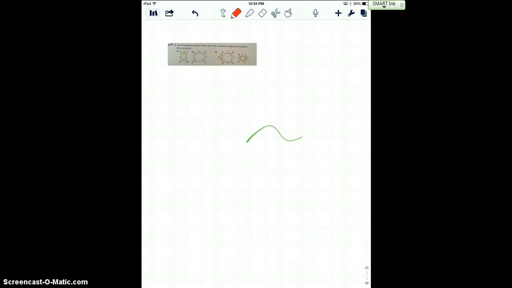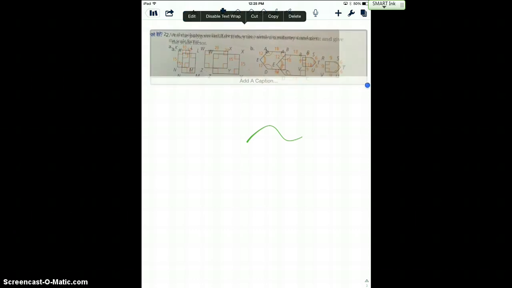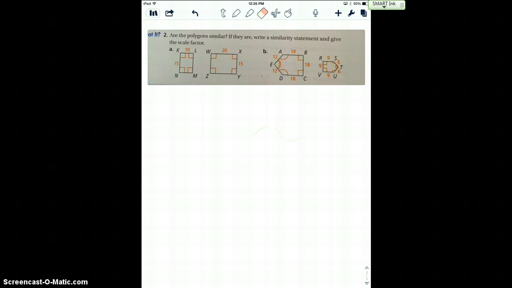So Got It problem number 2. I have it here. Again, pause the video, try it out, see if you can figure it out, because I'm starting in. Okay, again, no cheating. Are the polygons similar? If they are, write the similarity statement and give the scale factor. So you're probably hoping they're not similar so that you don't have to do that step. But let's see, part A. All right, right away I check and see if the corresponding angles are congruent. Done. Okay, the second thing that has to happen is that corresponding sides have to be in proportion.